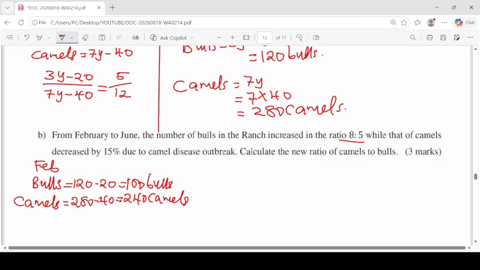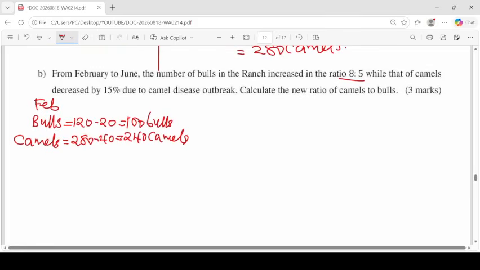So let me get the new number of bulls. Because they increased in the ratio of 8:5, it will now be 8/5 times 100. When you take 8/5 and multiply by 100, this will be 160 bulls, while that of camels decreased by 15%.